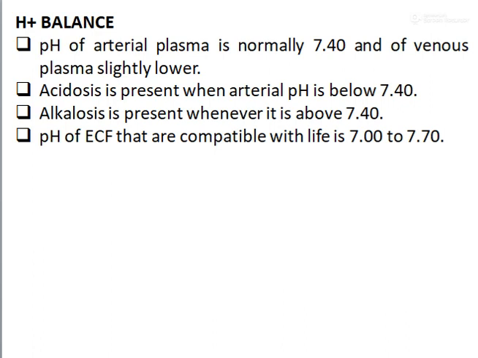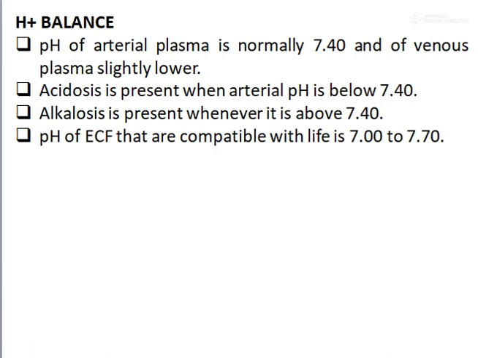The pH of the arterial plasma is normally 7.4, and of venous plasma is slightly lower. So it will be called acidosis when the arterial pH is below 7.4, and it is called alkalosis when it is above 7.4.